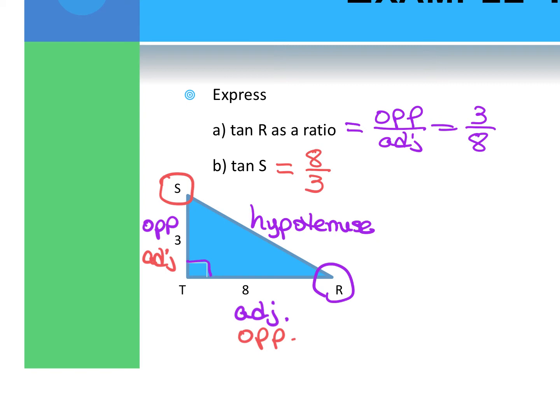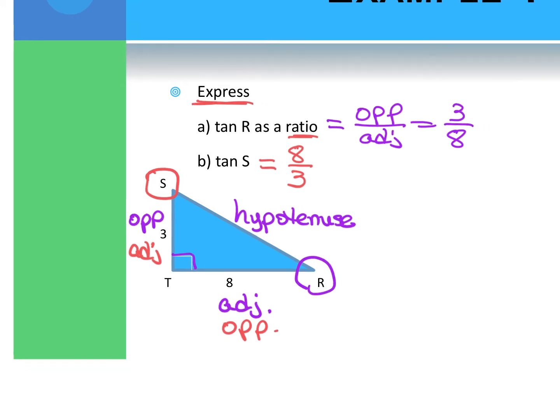The question just asks you to express it as a ratio. You just put it in a fraction. Now, let's say on that first one, let's say it was 4 over 8, you would have to simplify it to 1/2. So if your fraction can be reduced, reduce it.